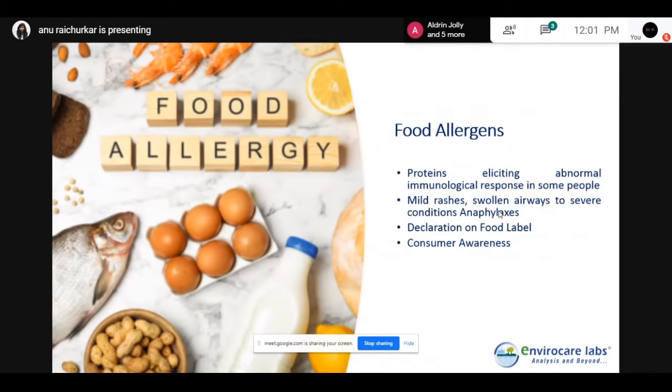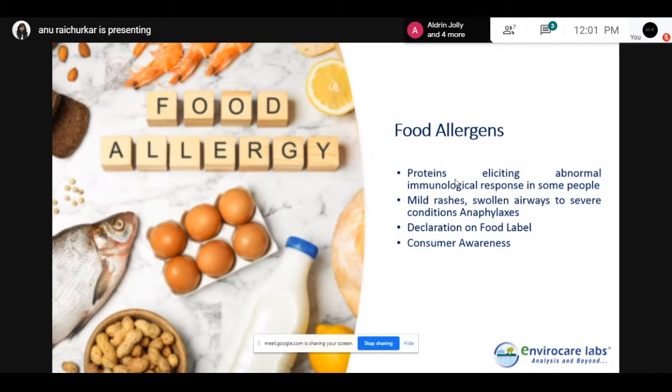Now, coming to food allergens. So, what exactly is an allergen? Many types of food contain certain proteins to which people are allergic. 1 in every 10 people is allergic to some kind of food. Typically, these are like egg allergen. There are 8 types of allergens, like I mentioned earlier, and these proteins cause an allergy by eliciting an abnormal immunological response in some people.